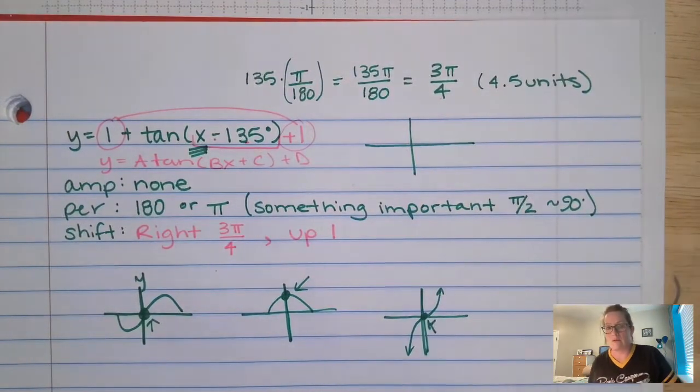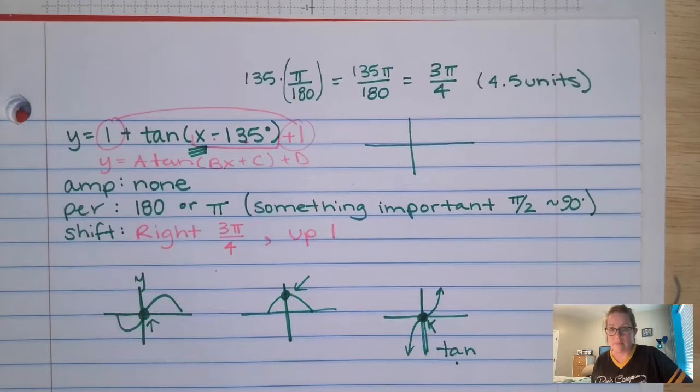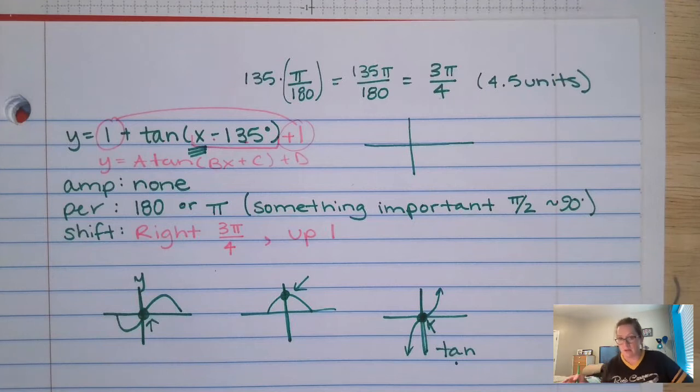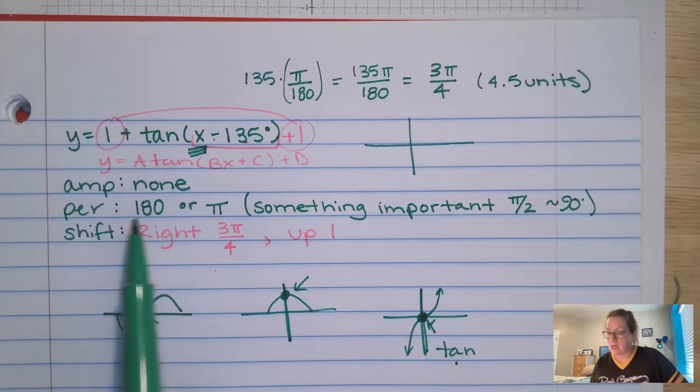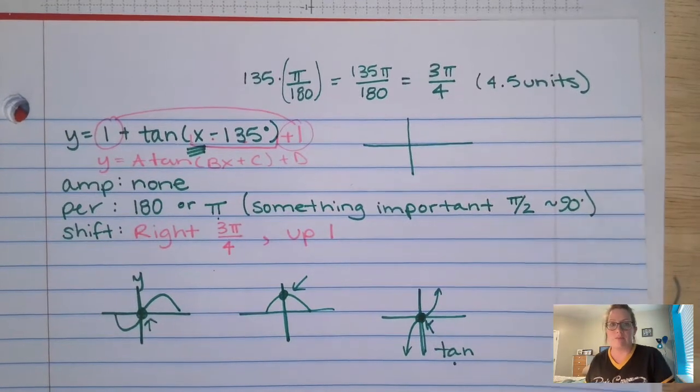I just drew it down here. I don't have to redraw. This is a tan. On the tan graph, it's the 0, right? So that's what we're going to be shifting, is that 0. And we're going to be plotting zeros every pi from there. All right, let's stop talking. Let's start doing.